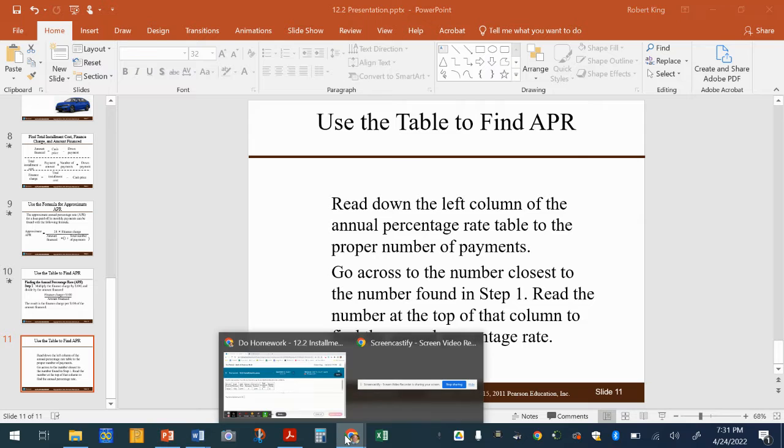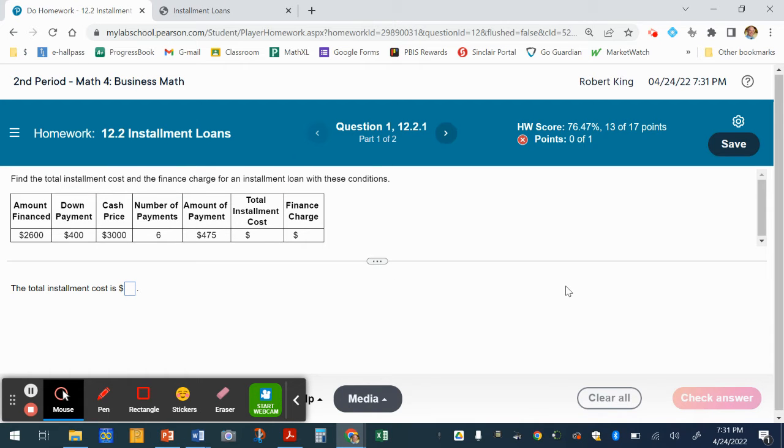Let's jump into the MyMathLab examples. So 12.2, this is number 1.